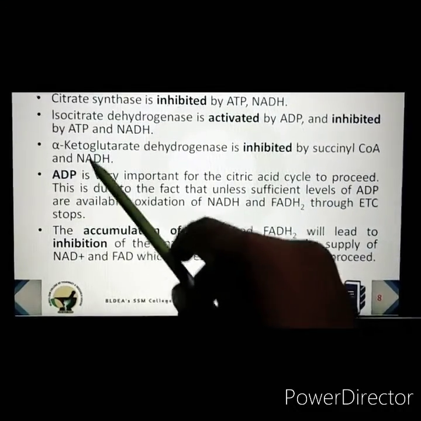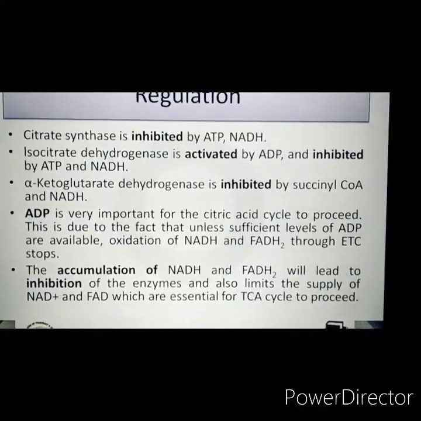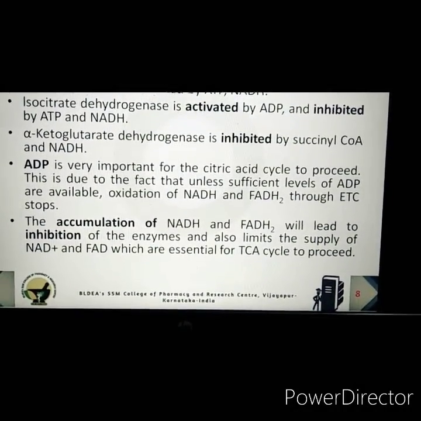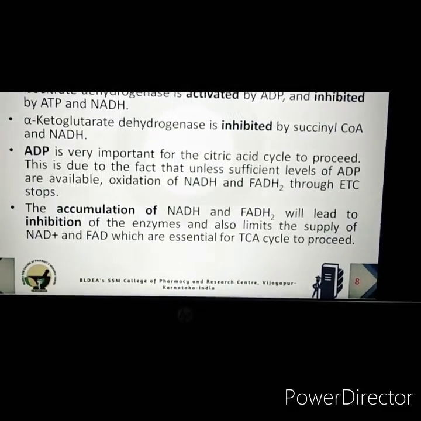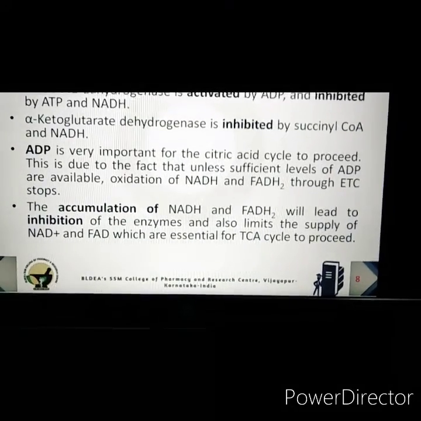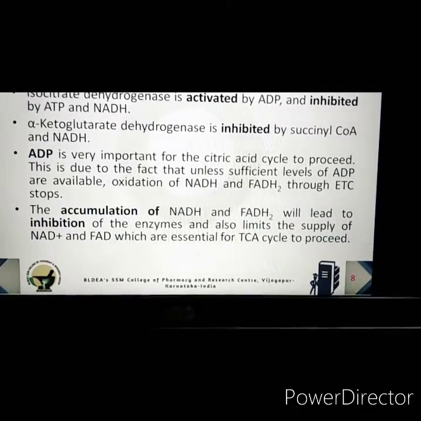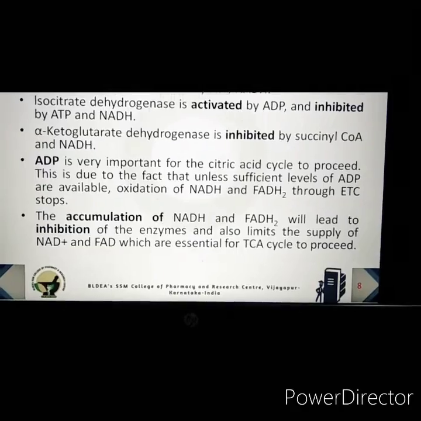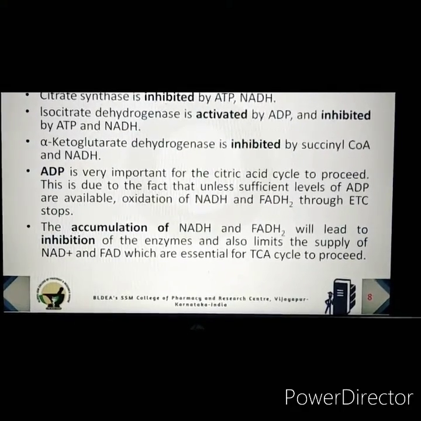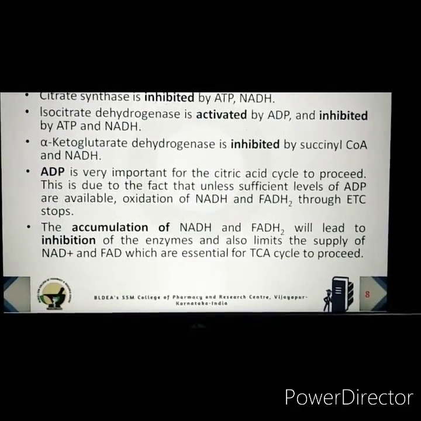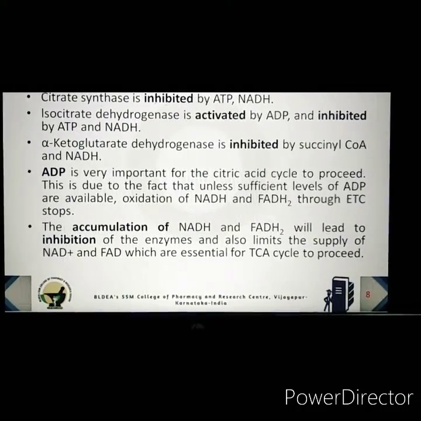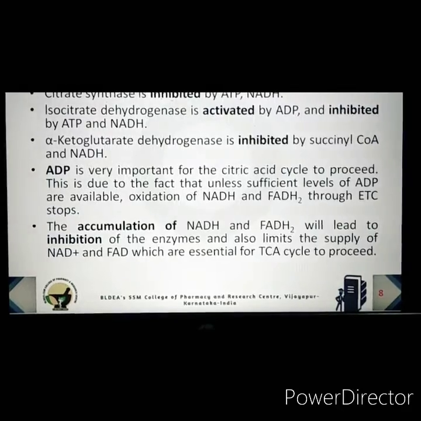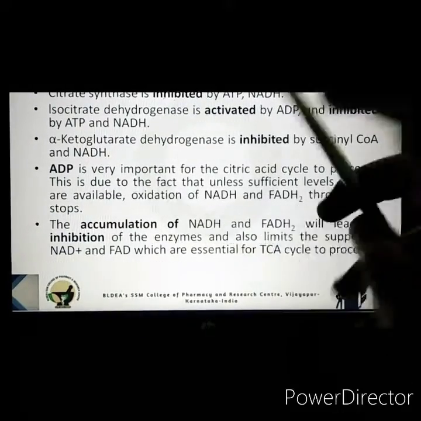Next is the concentration of ADP. It is very important, because the citric acid cycle can be carried out if the ADP concentration is high, that is, if energy is low. If ADP is more, that means ATP is less. So in order to replenish the ATP and energy levels, ADP activates the citric acid cycle.